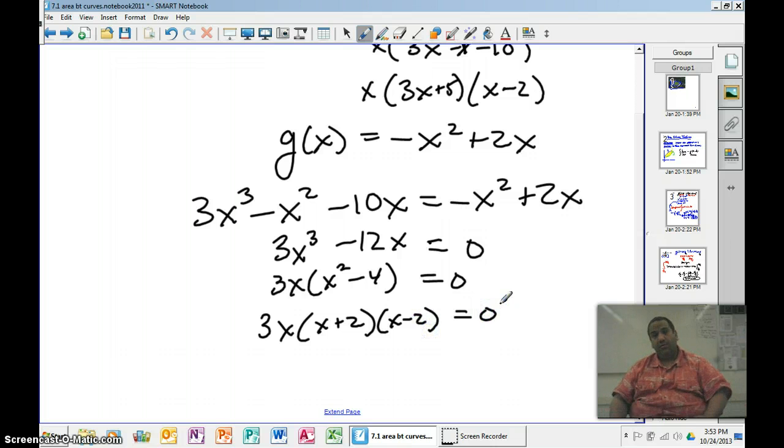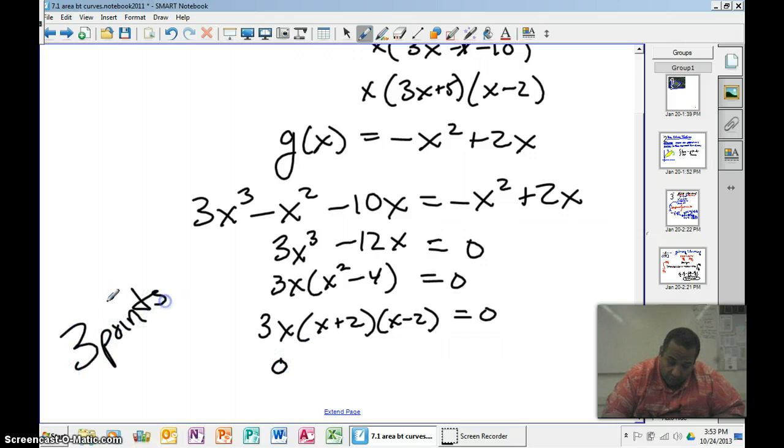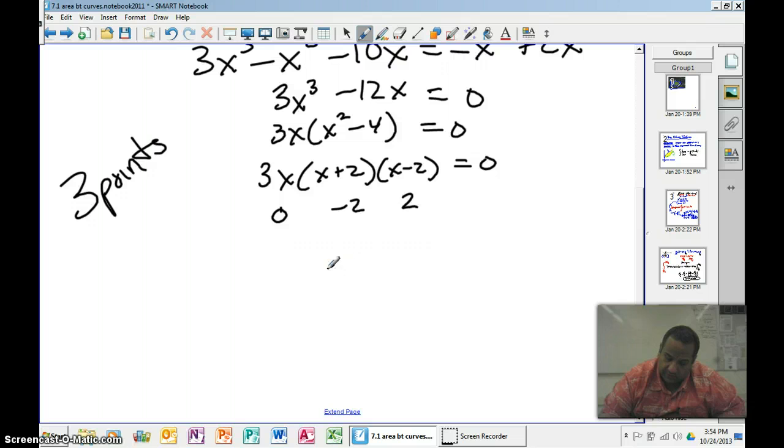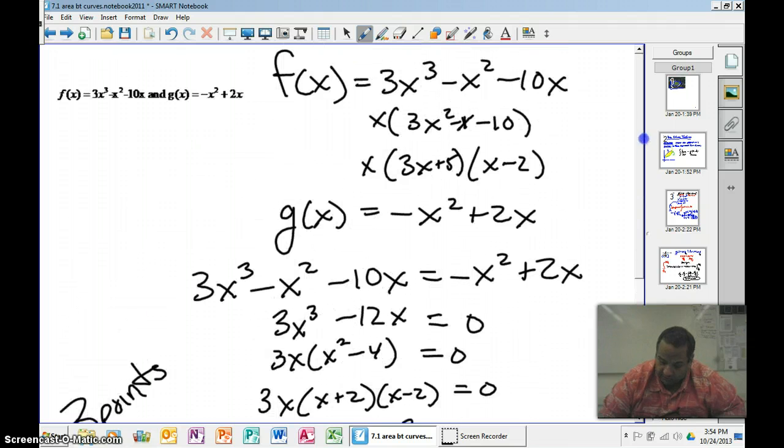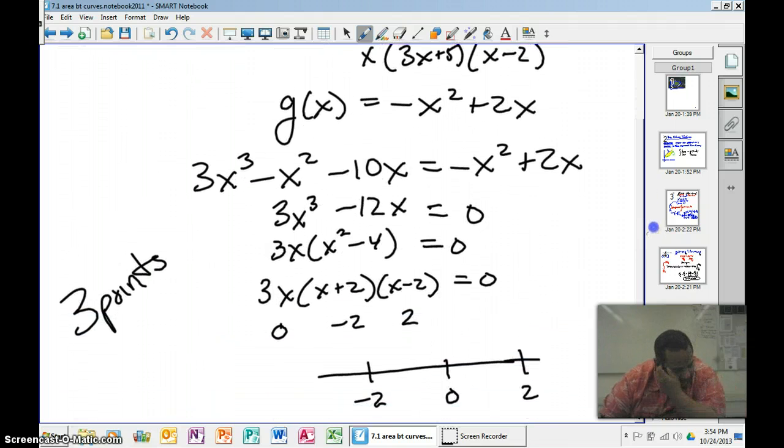And when we set them equal to each other, I find that they intersect at 3 points. All the other ones we did intersected at 2 points. This intersects at 3 points: 0, -2, and 2. So this is almost going to be like a sign analysis. Okay? At -2, 0, and 2. Let's take some numbers and plug them in and see what happens here.